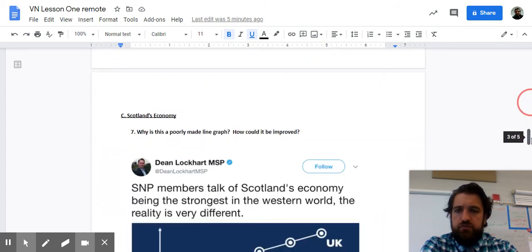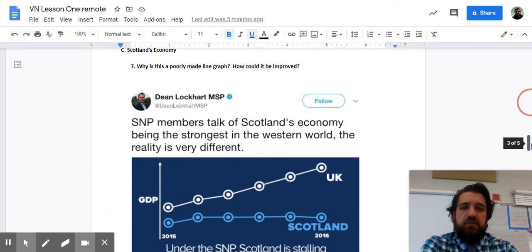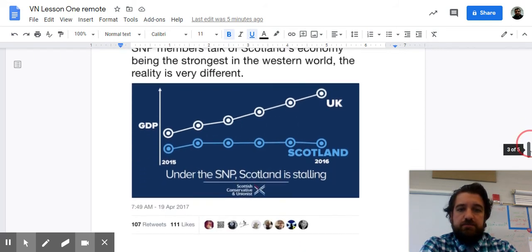We go down to C. C is actually an example of a poorly made line graph. And I'd like you to take a look at it. And with number 7, explain to me why exactly it is, what makes it poorly made.